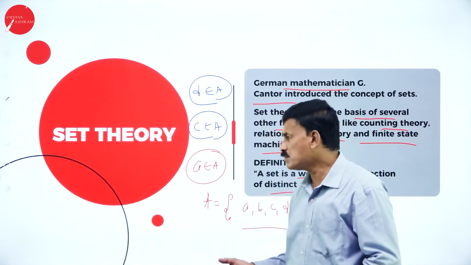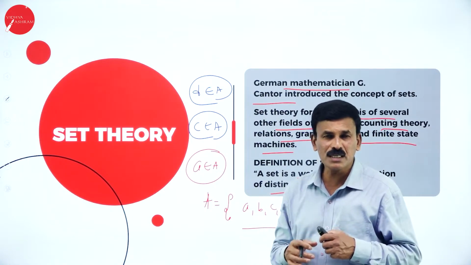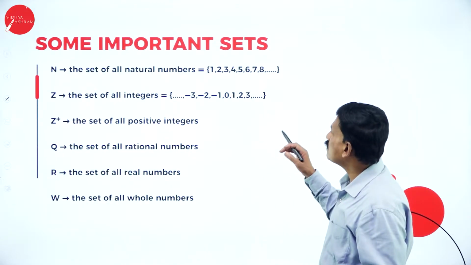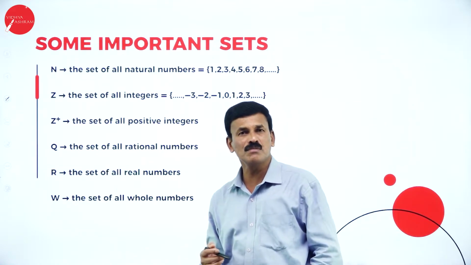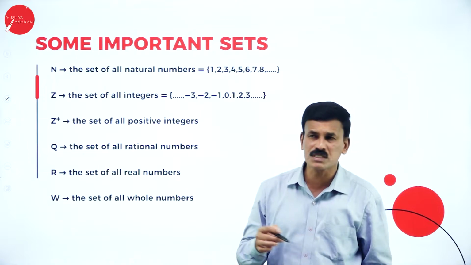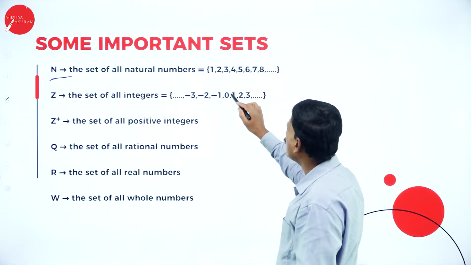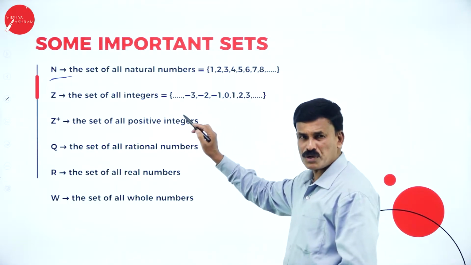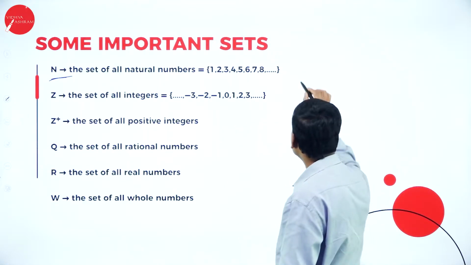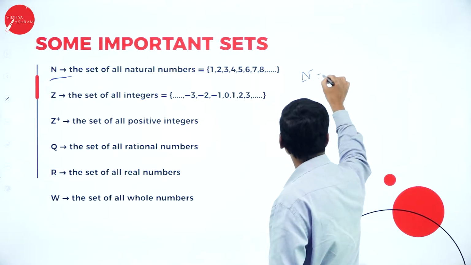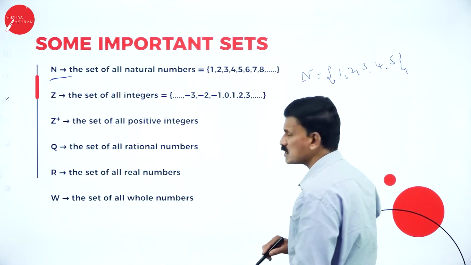Now, next, let us come to the next concept: how to construct a set. Before that, let us know some standard representations of sets. Some important sets, as you might have studied in your previous classes: the set of natural numbers, that is, the set of all counting numbers, is denoted as N. N is the set of all natural numbers, all counting numbers, all positive numbers: 1, 2, 3, 4, 5, 6, etc. They are all called natural numbers.